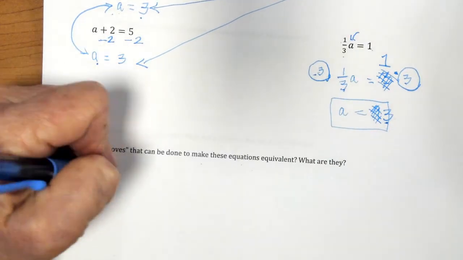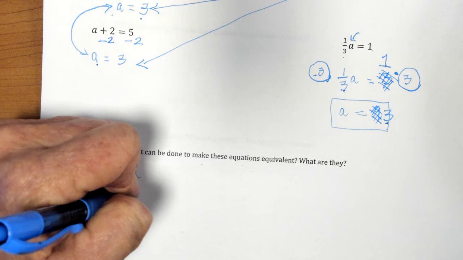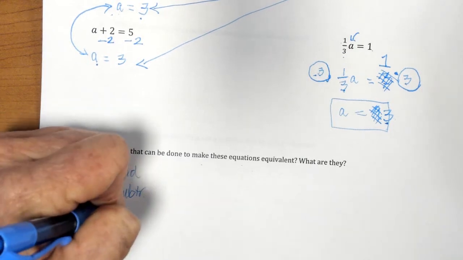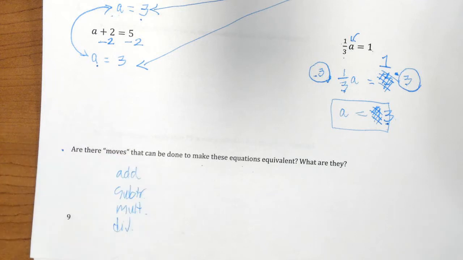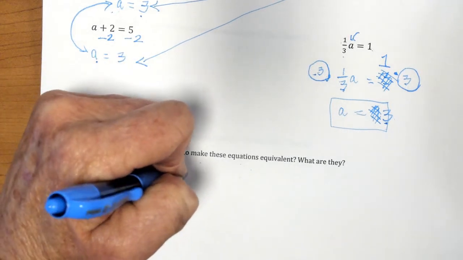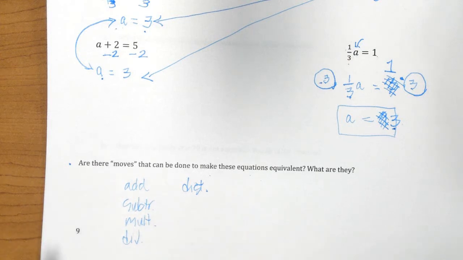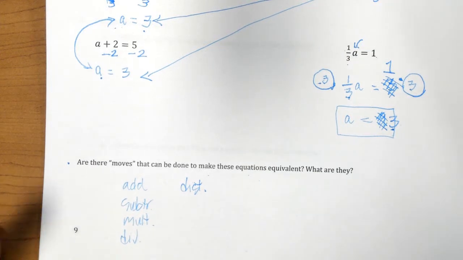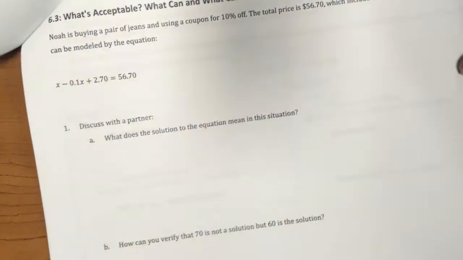What are they? I could add, I could subtract, I can multiply, and I can divide. I could also distribute. Okay, so I can do all of those types of things to make things equivalent. So now let's turn the page and look at page 10.